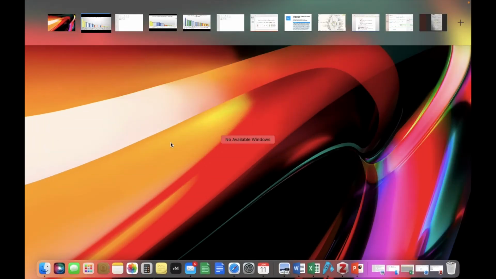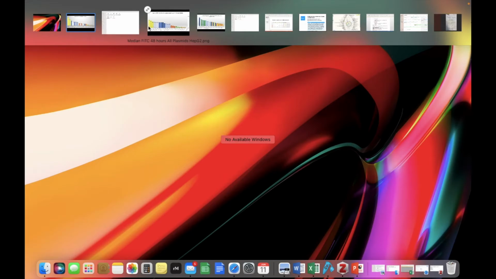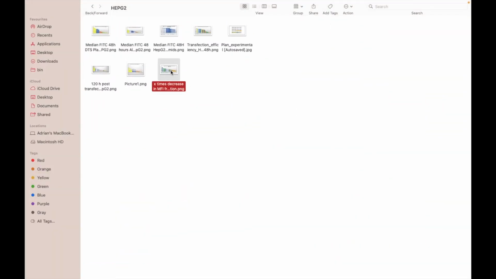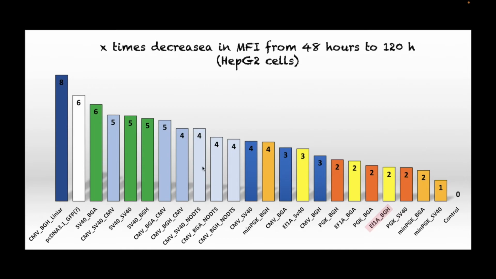Another set of data that I wanted to show you is, of course, the percent decrease. So let me just show you this graph right here. The largest decrease in fluorescence intensity at 120 hours among all the plasmids tested was the plasmid that contained the CMV-BGH linear. So the linear piece of DNA had the weakest expression, so had the greatest decrease in fluorescence from 48 to 120 hours.